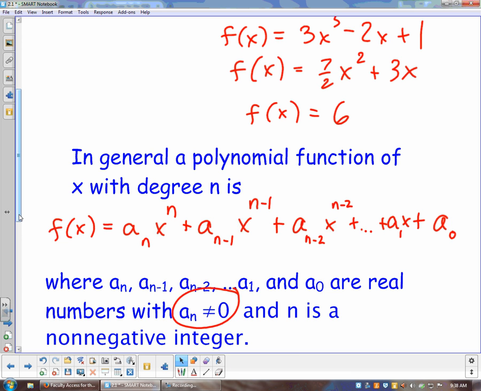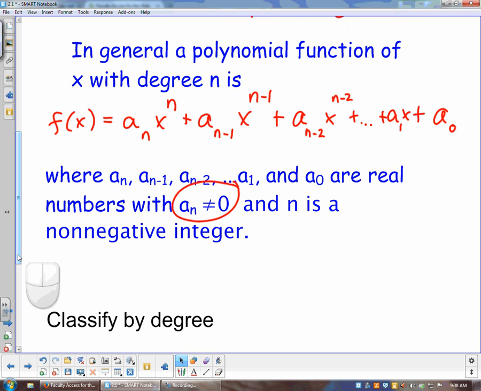Is that n minus 1 or is it just n? That's n minus 1, then n minus 2, and so on. Those are just subscripts, so we're not really subtracting from the coefficient. It's just a way of naming the different coefficients.